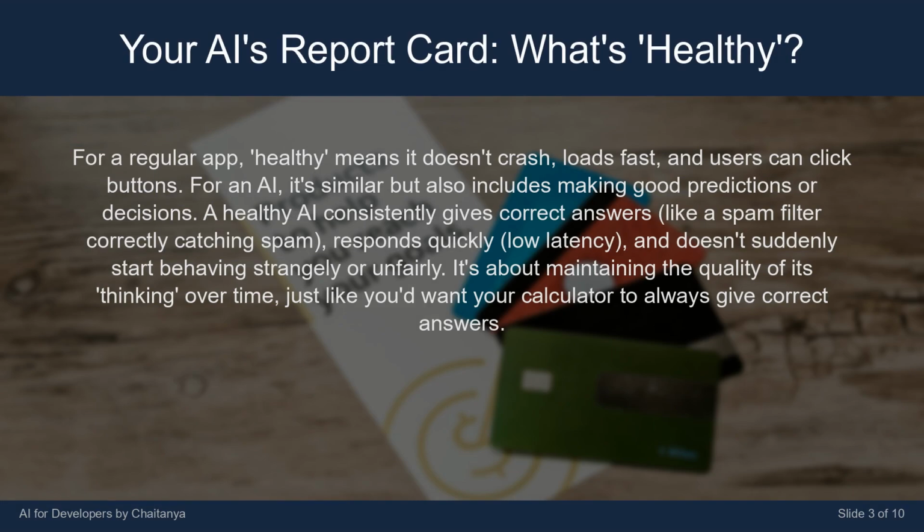For a regular app, healthy means it doesn't crash, loads fast, and users can click buttons. For an AI, it's similar but also includes making good predictions or decisions. A healthy AI consistently gives correct answers, like a spam filter correctly catching spam, responds quickly, low latency, and doesn't suddenly start behaving strangely or unfairly. It's about maintaining the quality of its thinking over time. Just like you'd want your calculator to always give correct answers.